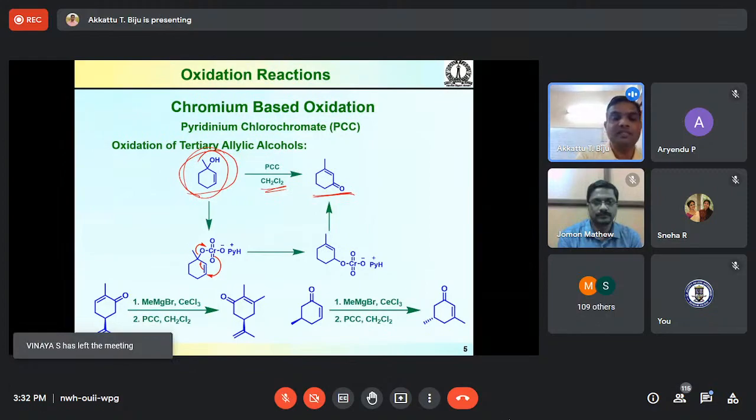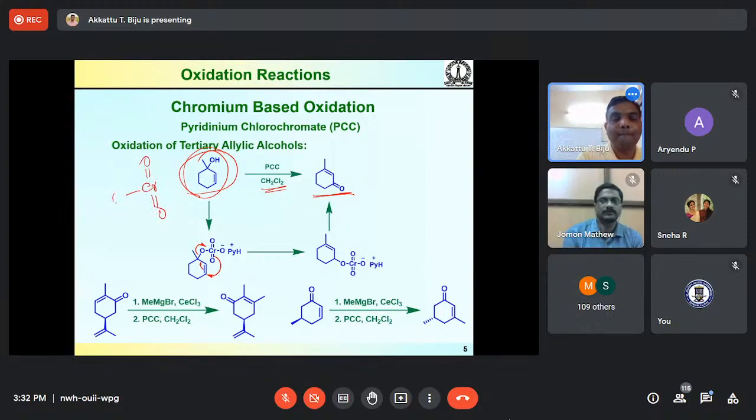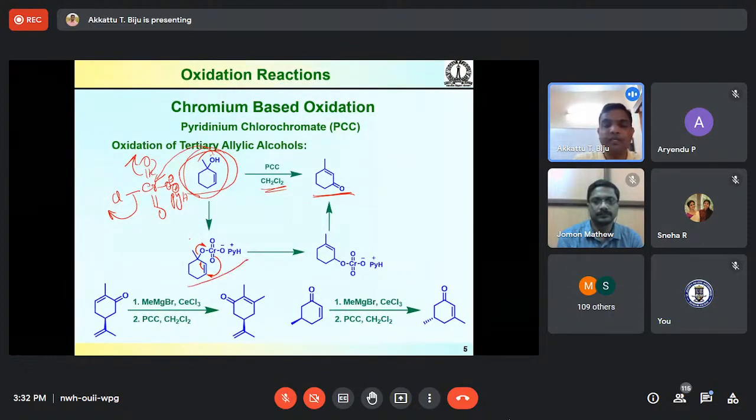So what happened essentially is you have chromium, O minus, pyridine plus. So this is the reagent, the PCC reagent, pyridinium chlorochromate. If we consider the addition of this allyl alcohol oxygen to chromium, this will polarize and eliminate the chloride, and this will result in the formation of this particular intermediate. And this intermediate now can undergo a 3,3 sigmatropic rearrangement.